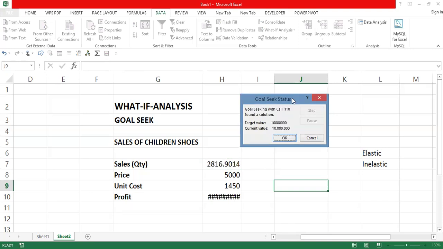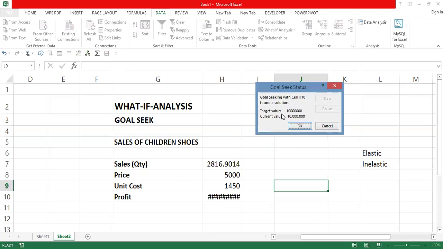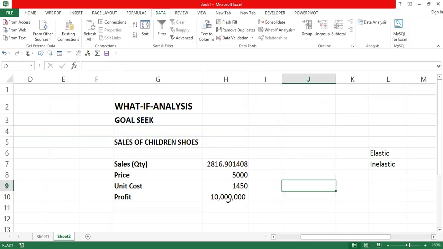Okay. So it's telling you, it has done its calculation. It's telling you that sales will have to be this. You click on OK. See, it has set this to 10 million. Sales is this. Since it's approximation, you just approximate it. So the sales you have to achieve is 2817 in order to have this. So you have to find a way of increasing these sales.